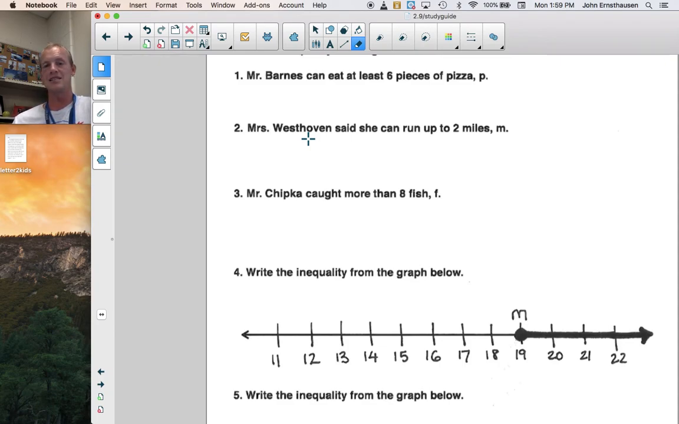Okay. First question says, Mr. Barnes can eat at least 6 pieces of pizza. So you're going to put down a P. You're going to put down the 6. The keywords here are at least. P represents how much pizza Mr. Barnes can eat.